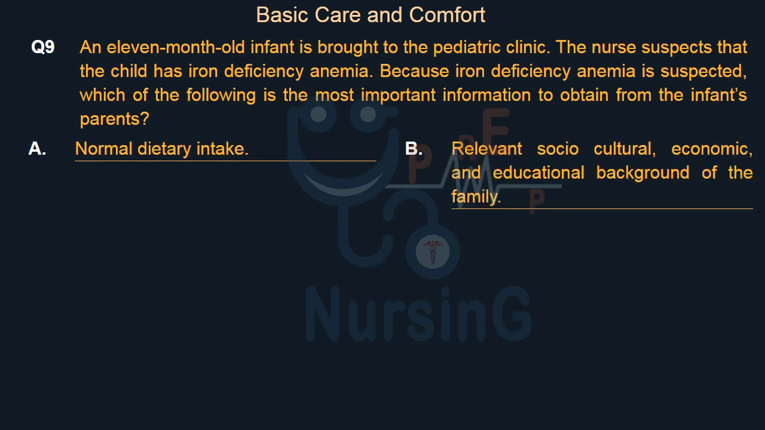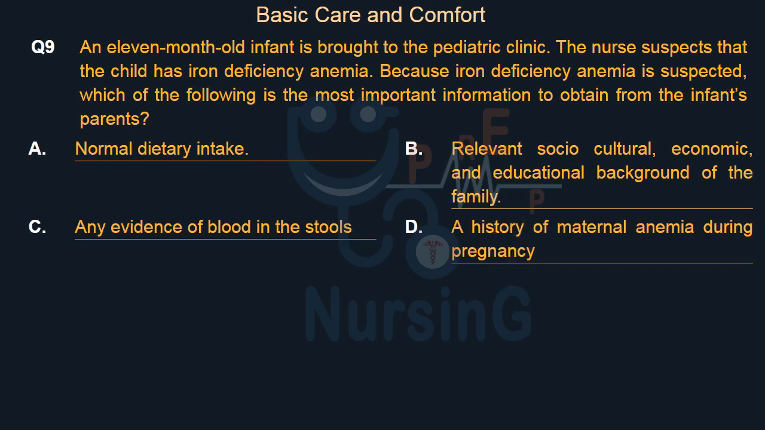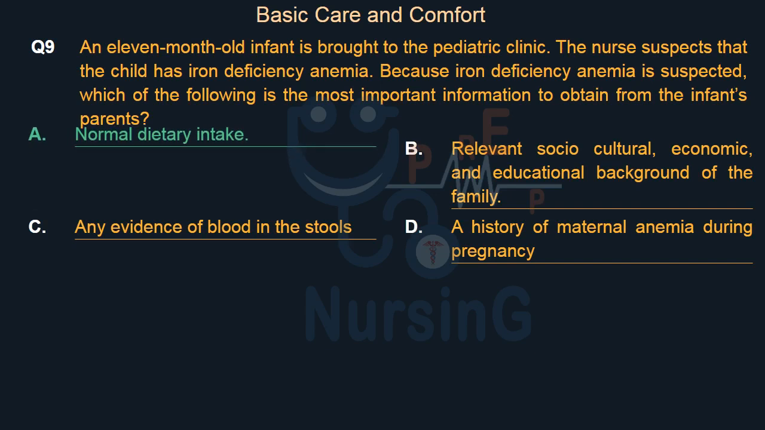Option B. Relevant socio-cultural, economic, and educational background of the family. Option C. Any evidence of blood in the stools. Option D. A history of maternal anemia during pregnancy. Right answer is Option A.